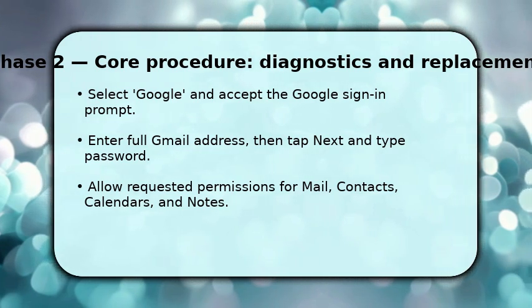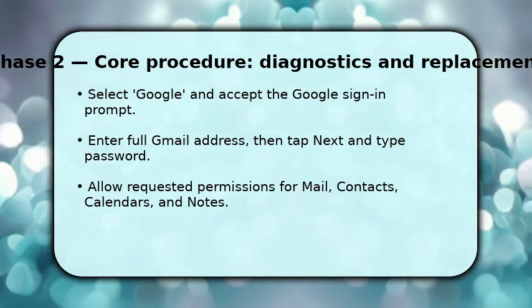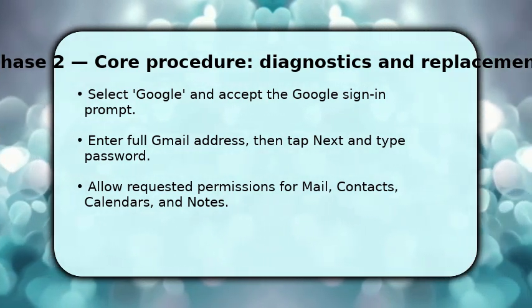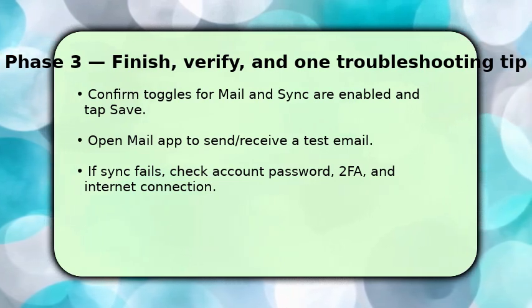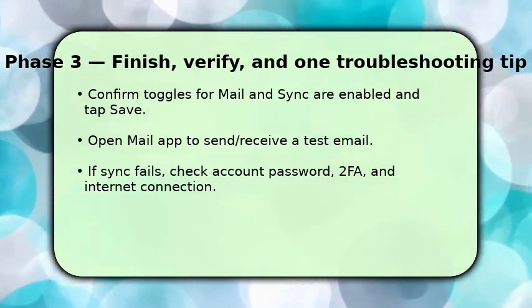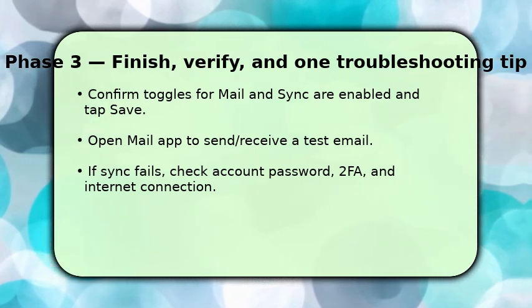Once done, the iPhone will validate and prepare to sync your Gmail. After Google verifies your credentials, toggle Mail and any other services you want to sync, then tap Save. This finalizes adding the account.